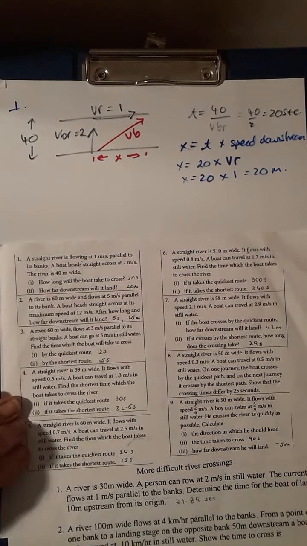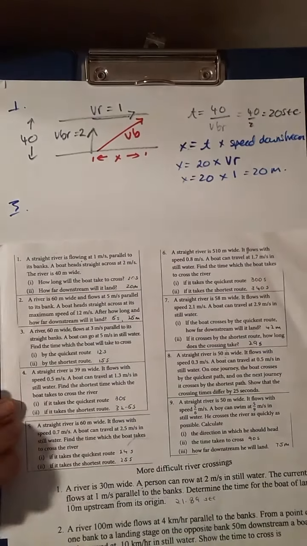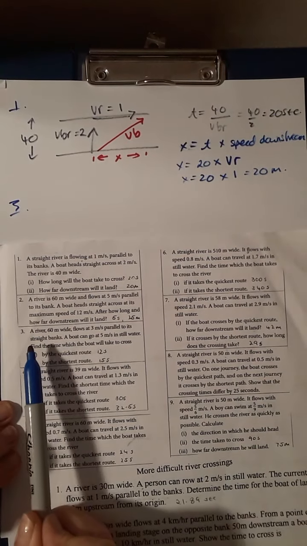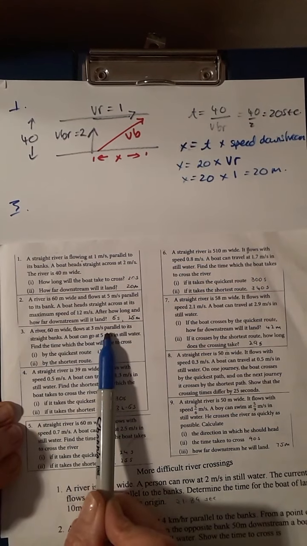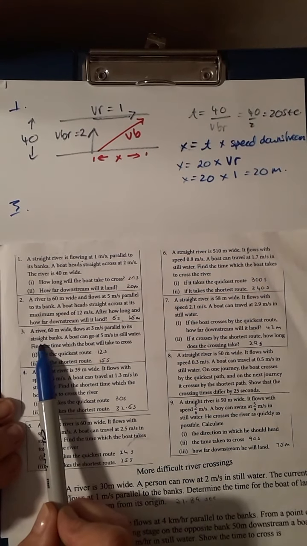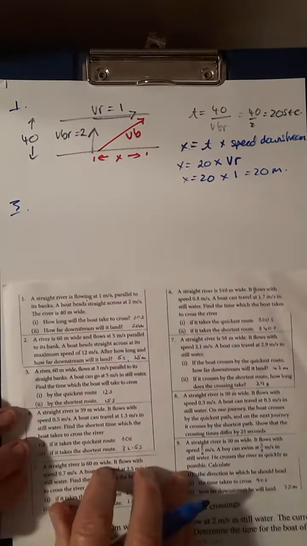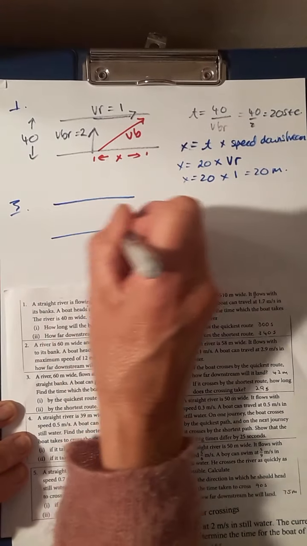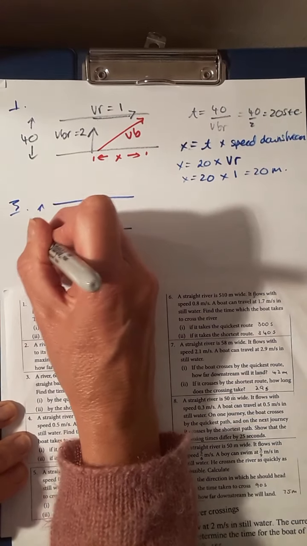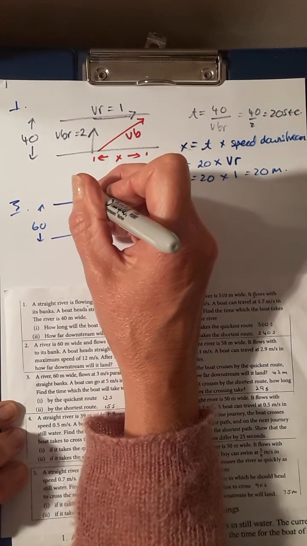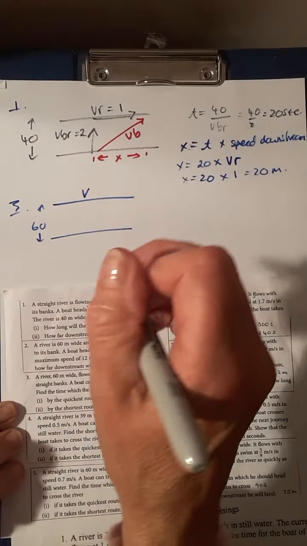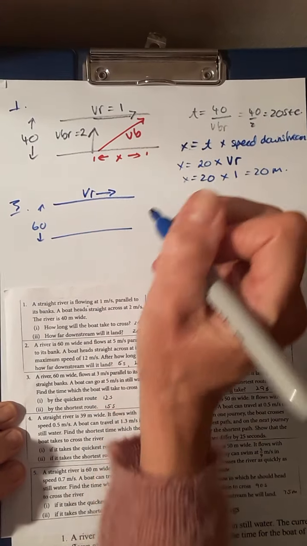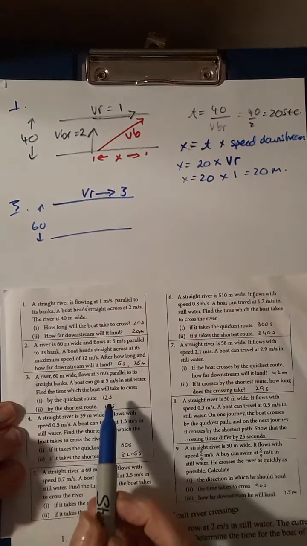Now, let's look at question 3 on your question bank. It says a river is 60 meters wide and it flows at 3 meters per second parallel to its straight banks. Okay, let's quick sketch of what's going on here. 60 meters wide, and here it is. It's flowing, the river is flowing at 3 meters per second. So the VR is 3.